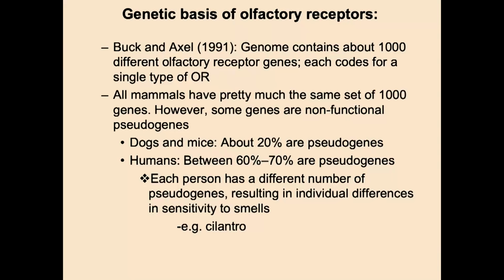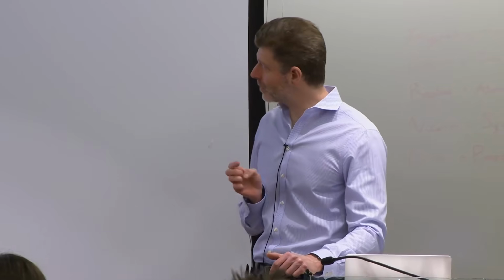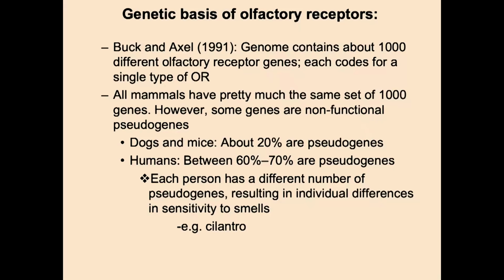There's been a lot of work understanding how the receptors work. And a lot is actually known about the genetic basis, which is pretty interesting. Linda Buck and Richard Axel discovered that the genome contains about 1,000 different olfactory receptor genes, each of which codes for a single type of olfactory receptor. What's really interesting is that essentially all mammals have pretty much the same set of these 1,000 genes. But not all of the genes are active. Some of them are non-functional, what are called pseudogenes.